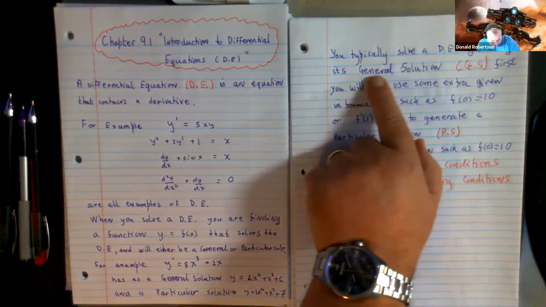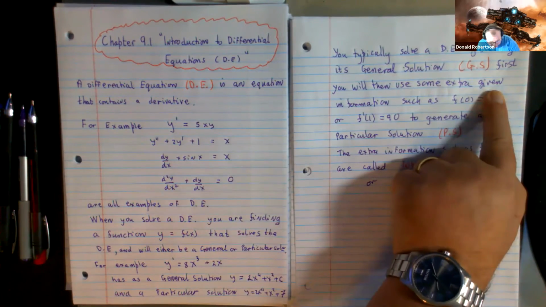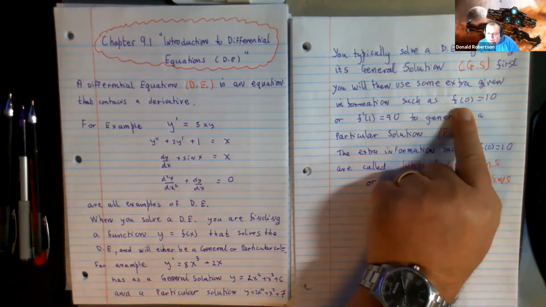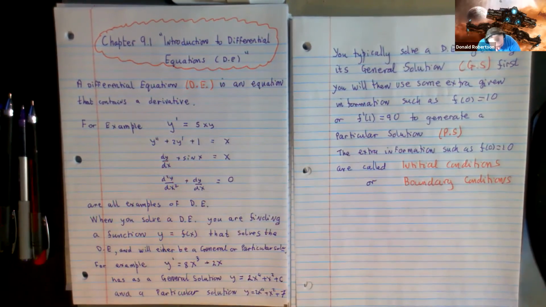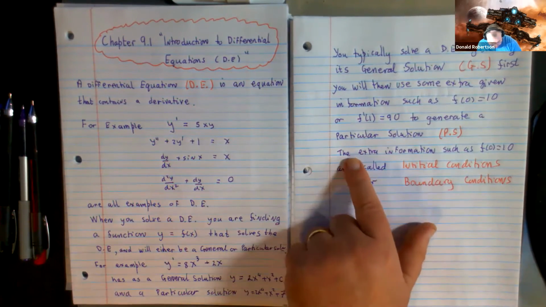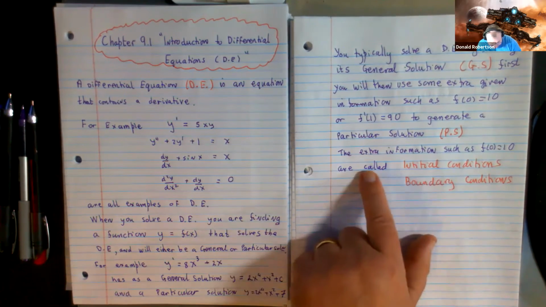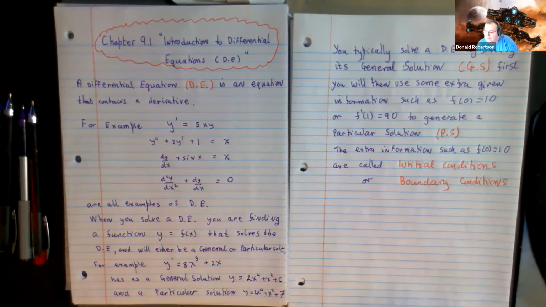Well, you typically do it by finding a general solution first. They'll then give you some extra information. They might tell you, for instance, the value of the function at 0 is 10, or the first derivative at 1 is 90. And you can use that information to generate a particular solution. This extra information, depending on the textbook, is called an initial condition, or it's sometimes called a boundary condition. So that's the big picture: what is a differential equation and the jargon associated with that.